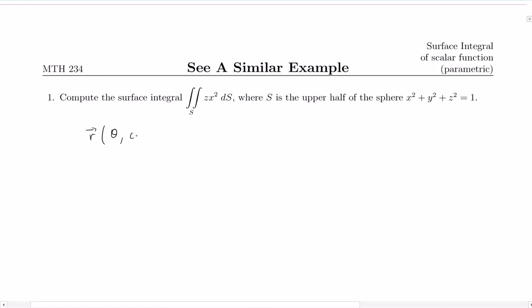So we'll use the variables theta and phi, and we'll just use the spherical coordinate equations, but we'll set rho equal to 1 everywhere, since we're on a sphere of radius 1. So this will be sine phi cosine theta, sine phi sine theta, and cosine phi.